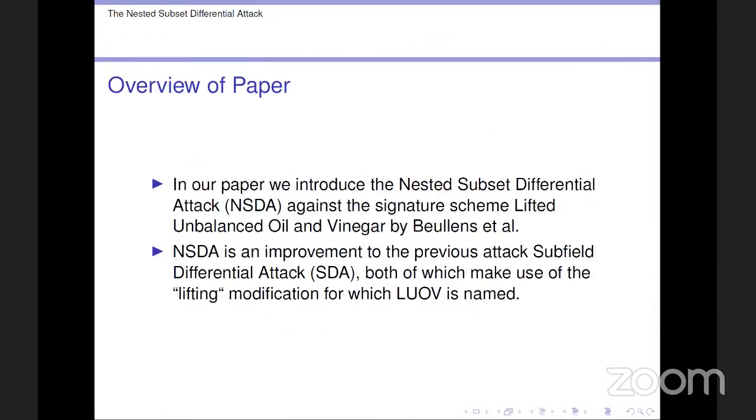In our paper, we introduced a nested subset differential attack, which we call NSDA, against the signature scheme Lifted Unbalanced Oil and Vinegar by Bruins et al. NSDA is an improvement to the previous attack, subfield differential attack, SDA, both of which make use of the lifting modification for which LUOV is named.